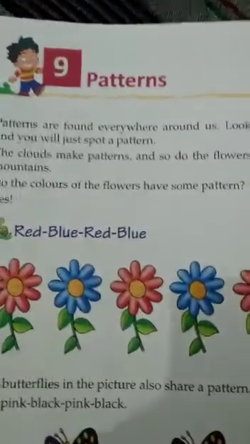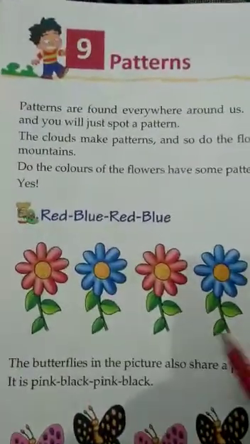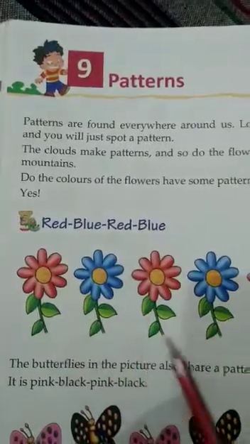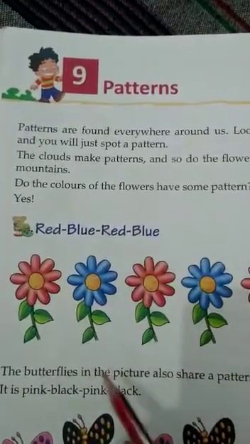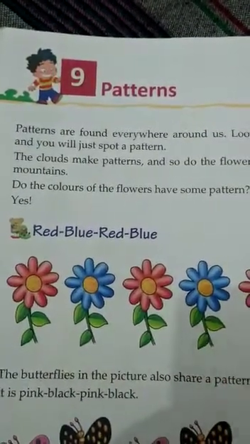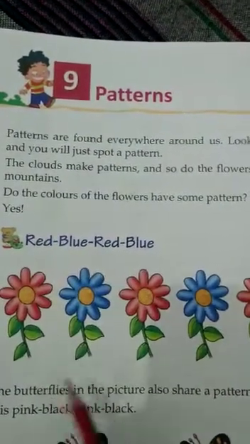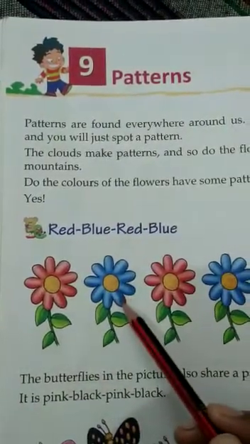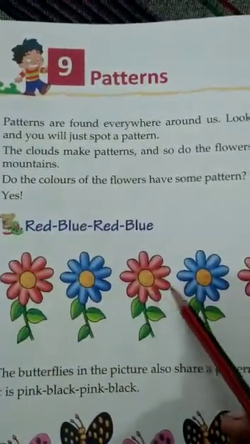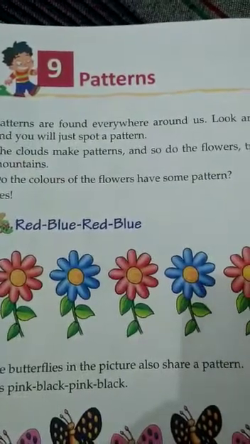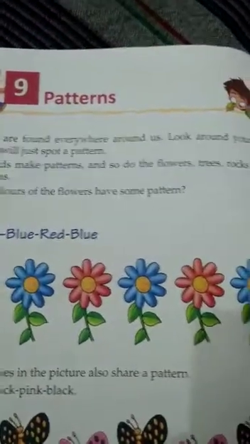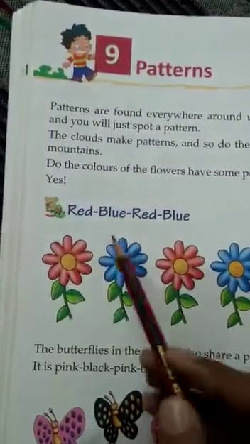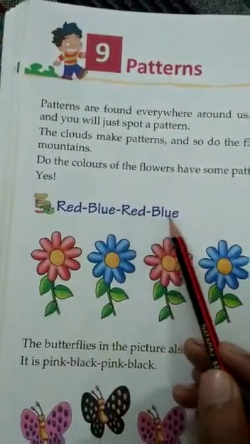Let us understand with the help of few examples. Here you can see we have some flowers. We have a picture of flowers and these flowers are in a pattern. First you can see there is a red flower followed by blue, then again red, then again blue, then again red and then again blue. So these flowers are in a pattern of red, blue, red, blue.